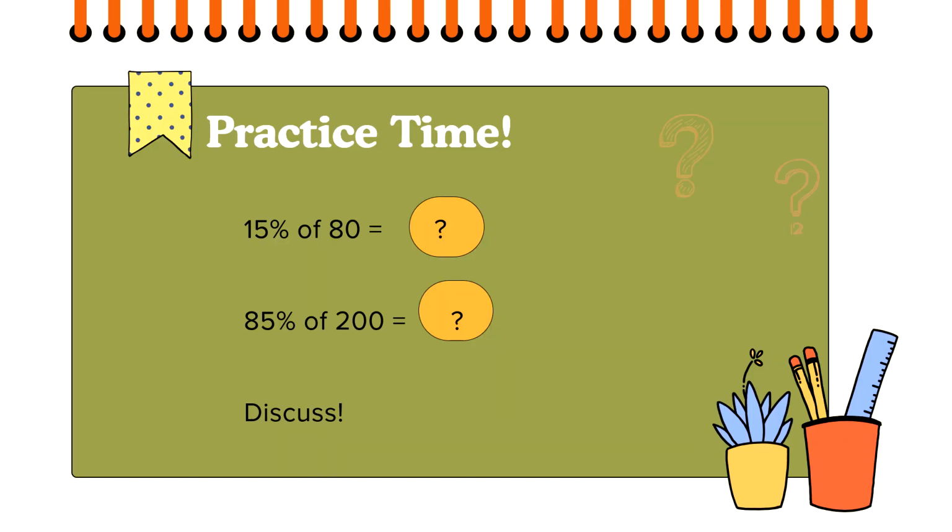Okay, practice time. Let's do some examples and comment your solutions. 15% of 80. 15% means 15 by 100, multiplied by 80, and when we solve we will get the answer. Again, 85% of 200. What we have to do: 85% means 85 by 100 into 200.